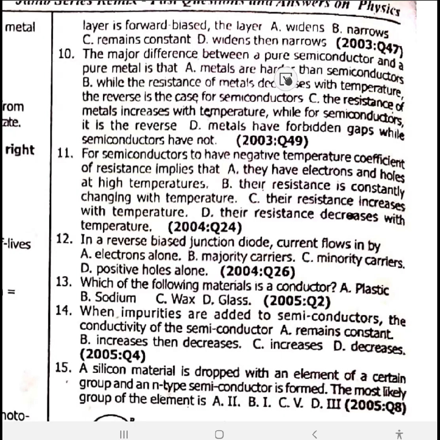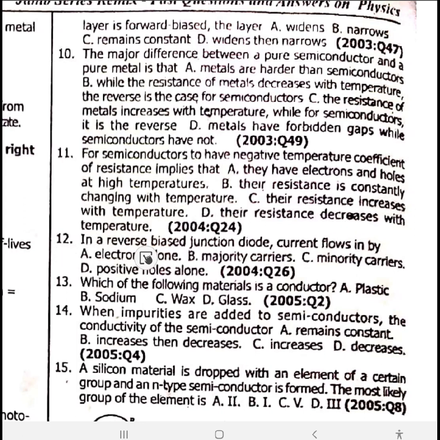Then, the major difference between a pure semiconductor and a pure metal is that the resistance of metals will increase with temperature, while for semiconductors it's the reverse. This question will be repeated countless times. Their resistance decreases with temperature. Number 11, for semiconductors to have a negative temperature coefficient of resistance implies that their resistance decreases with temperature.